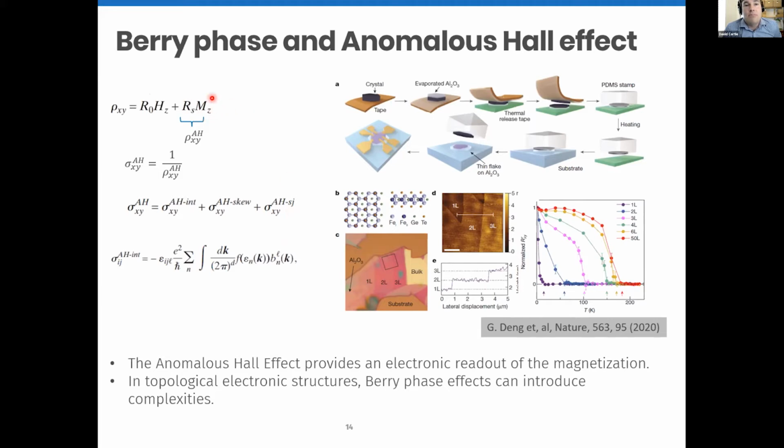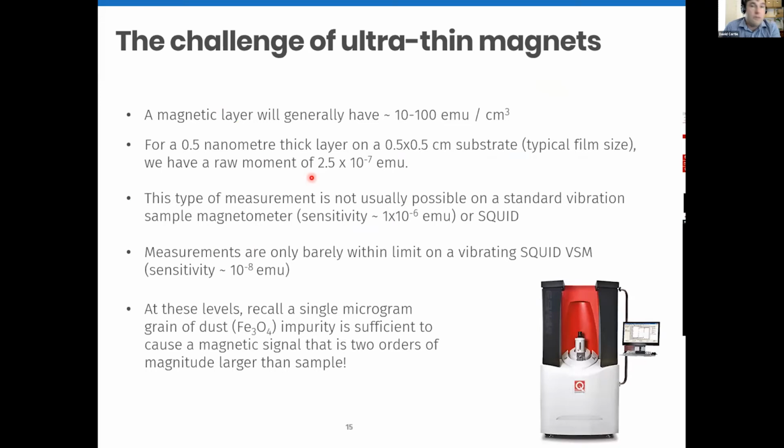And sometimes we need probes that can directly measure the magnetization. Okay, and this brings me to the main topic of my talk, which is the challenge of working with these ultra-thin magnets. Normally most of these phases will have magnetization between 10 and 100 emu per centimeter cubed. And if we look at a very large sample, I mean, 0.5 centimeters is huge by the standards of these flakes, but it can sometimes be achieved, the raw moment is like 10 to the minus 7. Which is certainly out of reach for most standard magnetometers like a VSM or even second generation SQUIDs.